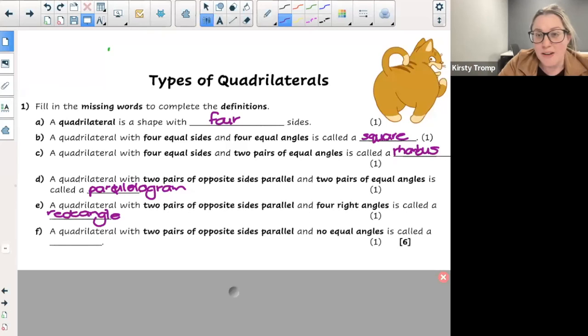Who's going to give me that one? That one was a tricky one. What about Prince? Prince, do you want to tell me what the answer is? Yes, it's trapezium. Well done, Prince. That one was tricky, so well done. Thank you, Prince. So Prince is absolutely correct. It is a trapezium.